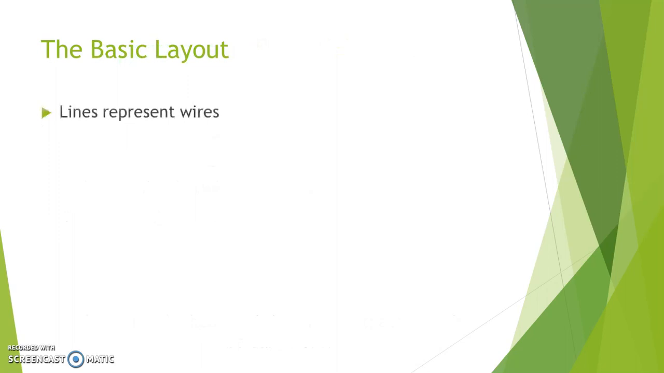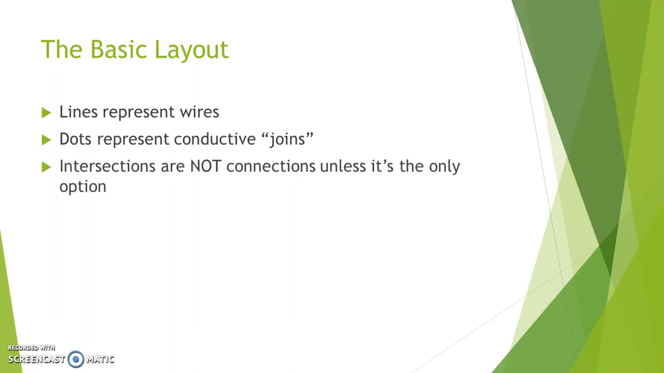Okay, so the basic layout of schematics, we've already taken that as a given. Lines represent wires. Now, dots represent conductive joints. Intersections on the screen, on the piece of paper, may not necessarily be connections, unless it's the only option.